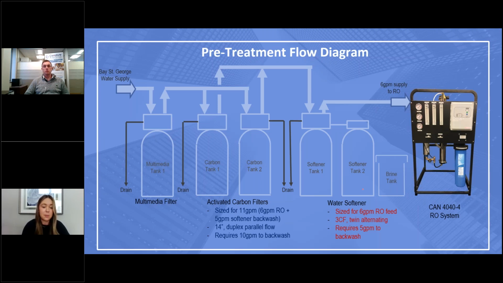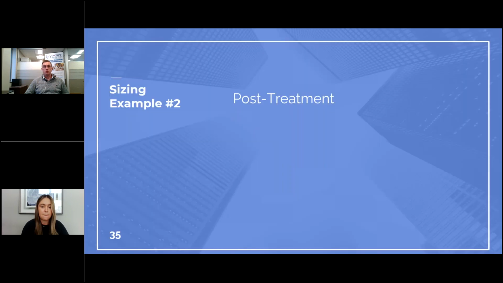So as long as that multimedia filter can handle the 6 to the RO and the 5 for the backwash on the softener, we're good to go here. So we're going to size that one as well for 11 gallons a minute. And based on that, I'm going to go with a 16-inch single multimedia filter. I'm going to include an RO lockout kit because it is a single. So when that one backwashes, we have to make sure that the RO does not run during that time. So that's our pre-treatment flow diagram. Let's move on to the post-treatment now.